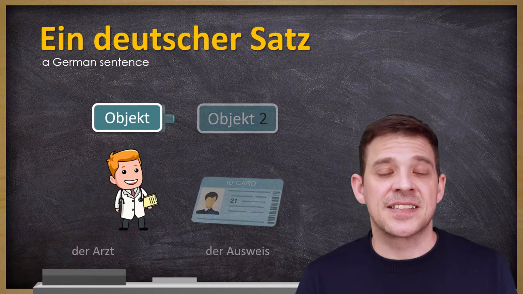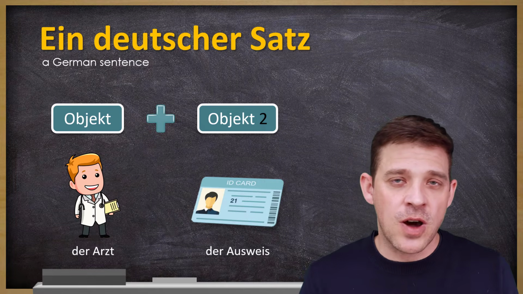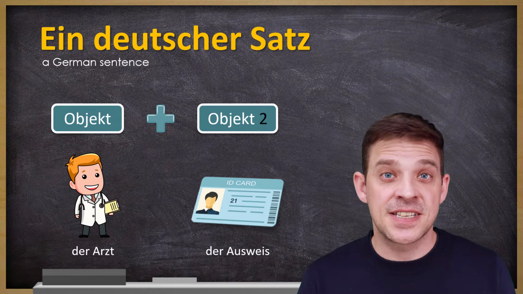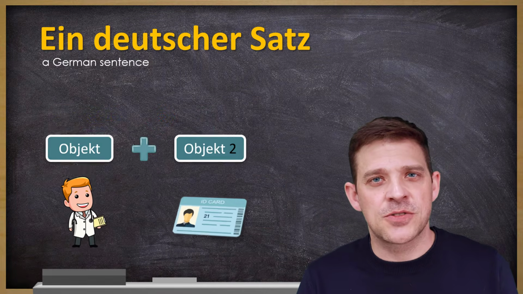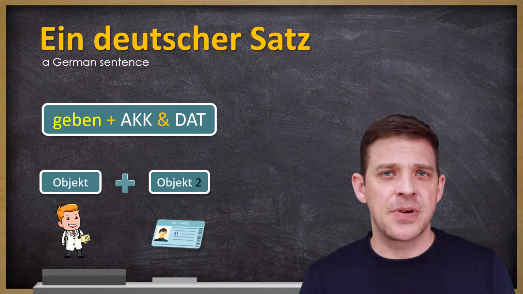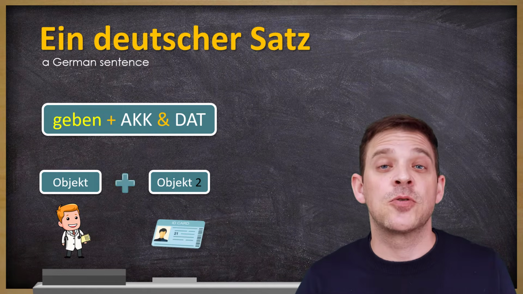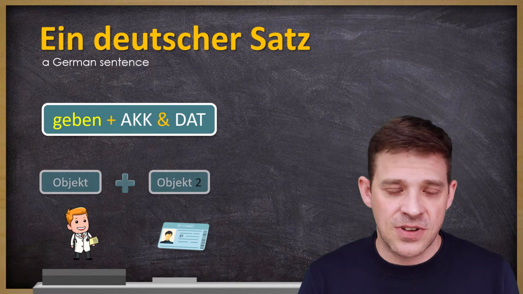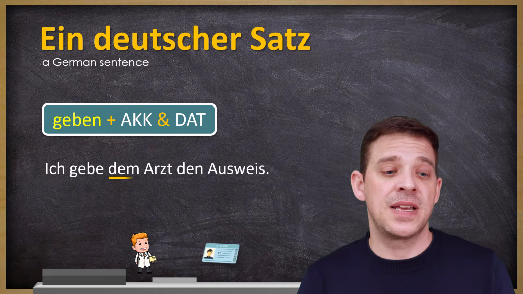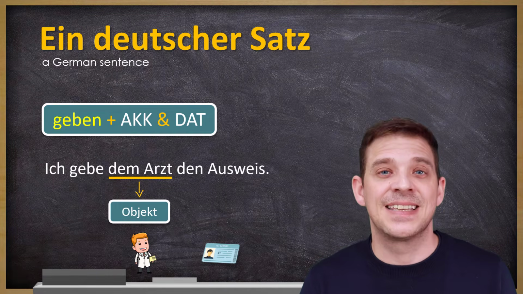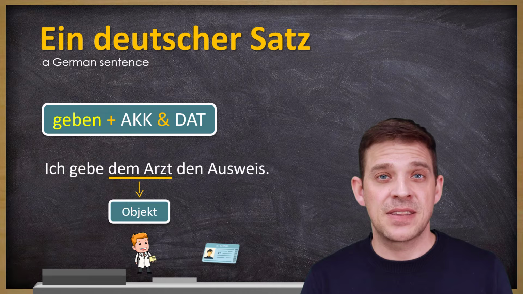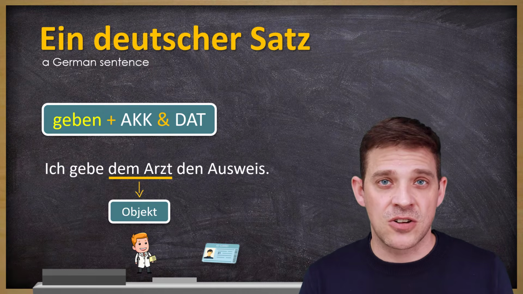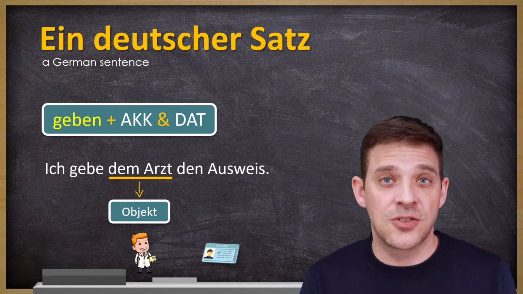Now, when we add an object, so we have object number 1 is der Arzt, and we add 1 more, das ist this ID card here, das ist der Ausweis. And we also need a verb. We take geben. Geben heißt to give. And it is one of those verbs which can have both cases. Let's look at an example sentence. Zum Beispiel, ich gebe dem Arzt den Ausweis. I give the doctor the ID card. Or I give the ID card to the doctor.